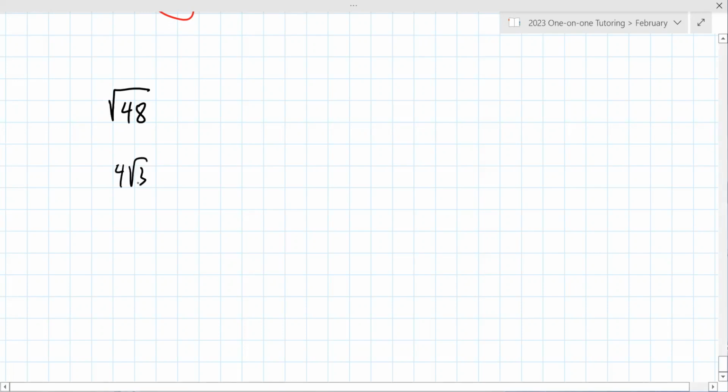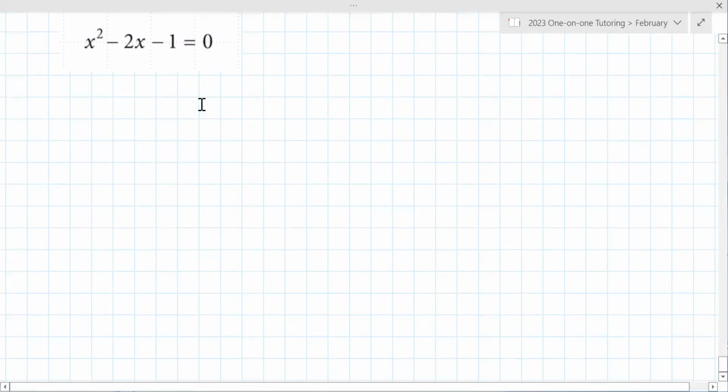So 4√3. Yes, perfect. Very good. Okay. So this one, I would like you to use the quadratic formula and work it as far as you can, and then we'll look at the rest of the question together.